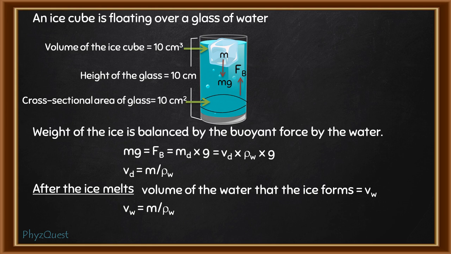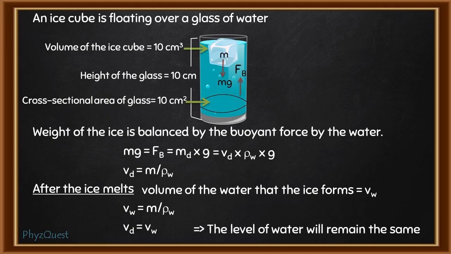Now if you look at the two expressions, Vd, which signifies the volume of the water displaced by the ice, and Vw, which is the volume of the water formed by the ice, both expressions are the same. So the water which is displaced is the same as the water which is formed. So Vd is equal to Vw, and this signifies that the level of the water will remain the same.